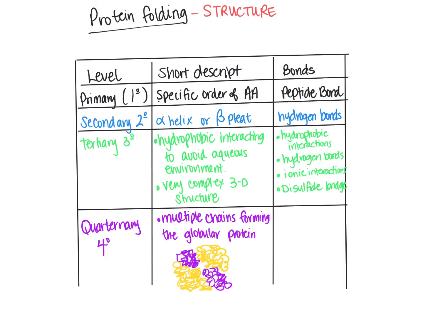And so you can see you've got 1, 2, 3, 4 chains that are coming together to form one hemoglobin protein. And the same types of bonds that are in tertiary are going to be in quaternary. So we'll have hydrophobic, we'll have hydrogen bonds again, we'll have ionic interactions, and we'll have disulfide bridges. This concludes the information on proteins.